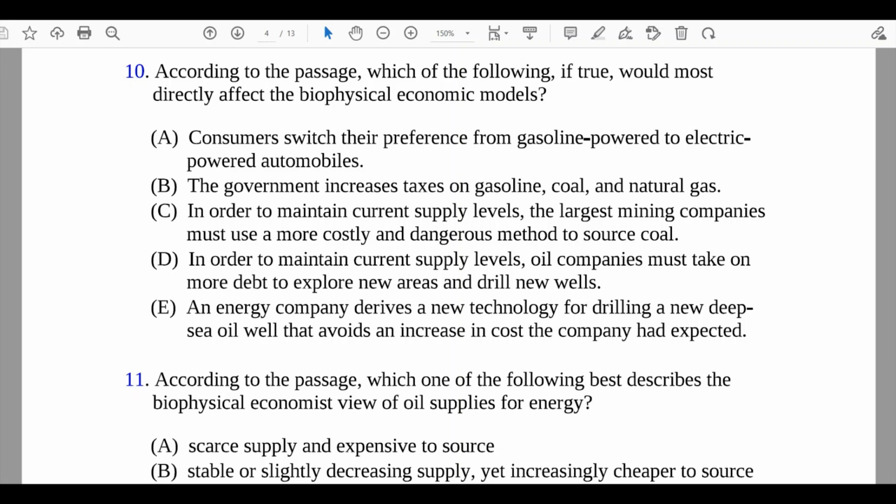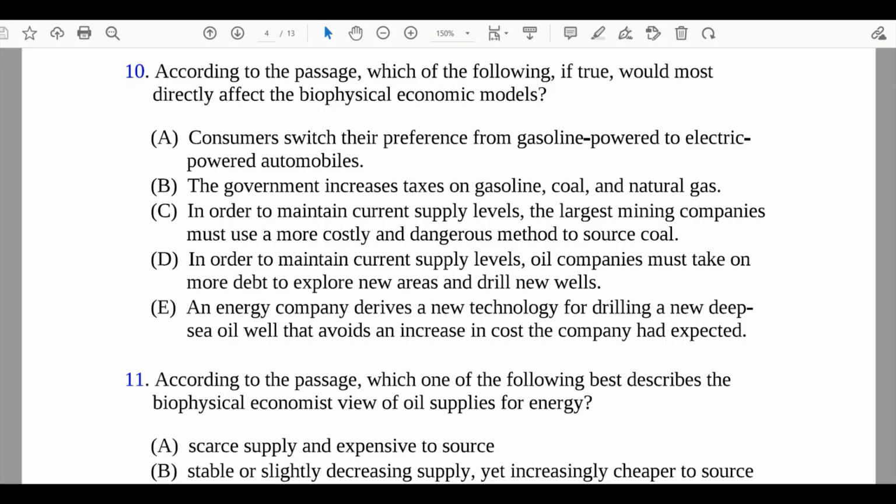D option: In order to maintain current supply levels, oil companies must take on more debt to explore new areas and drill new wells. And E option: An energy company derives a new technology for drilling a new deep sea oil well that avoids an increase in cost the company had expected. So here it is, our correct answer is C.